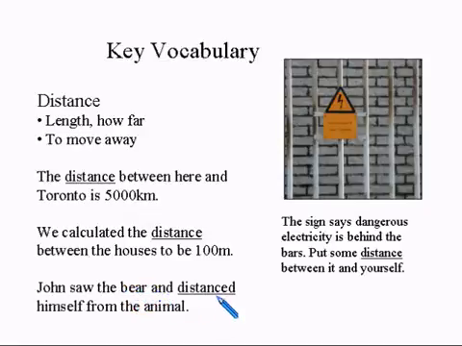The sign says dangerous electricity is behind the bars. Put some distance between it and yourself. Don't go close to this sign because behind the sign somewhere is an electrical object with high voltage that will cause you to get shocked with a tremendous, painful surge of voltage. Anyway, where did I use distance in here?